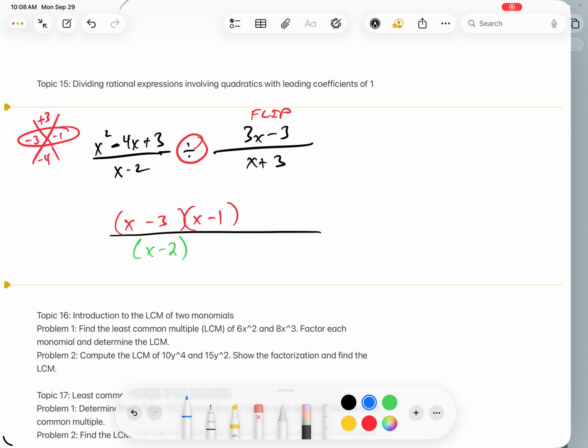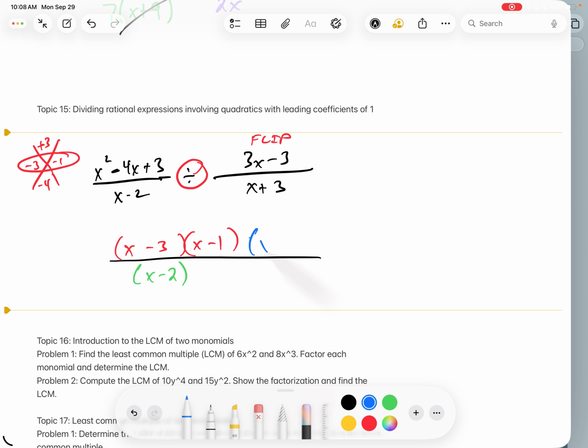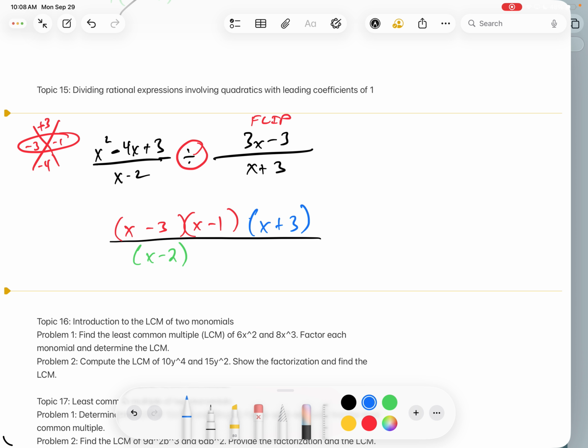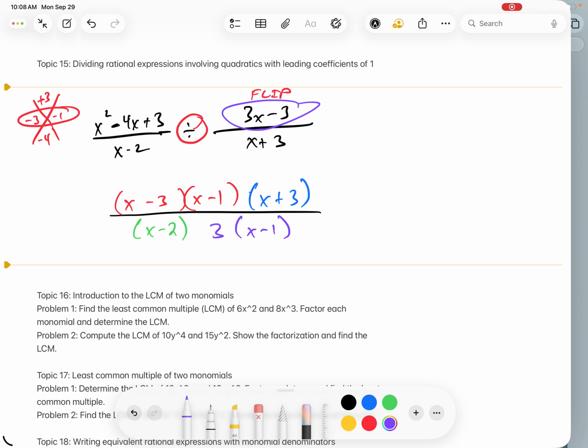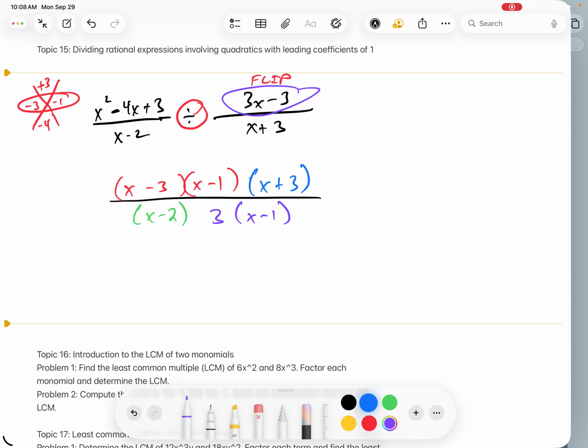Upper right, we have to flip it. So we would put x plus 3 up here. And then bottom right would be this one right here. We flip it, right? So we could factor out a 3, and it'd be x minus 1. So make sure you flip that second one when you see divide. x minus 1 cancel out.